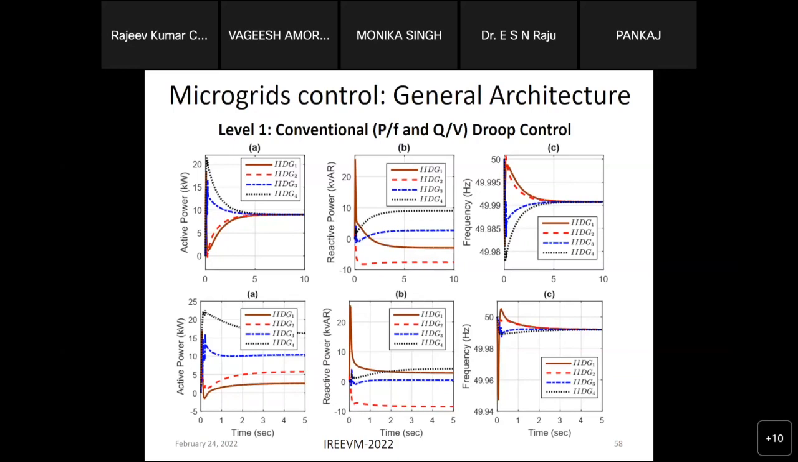This is mainly due to the R by X ratio, which I mentioned in one of the slides. When we are dealing with the distribution network, the R by X ratio is very high, and this power decoupling may not work. There may be some coupling between the active power and the voltage, and between the reactive power and the frequency. Because of that, droop control is not working effectively for reactive power sharing.